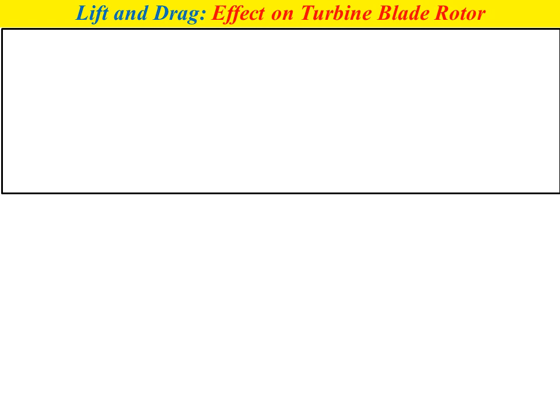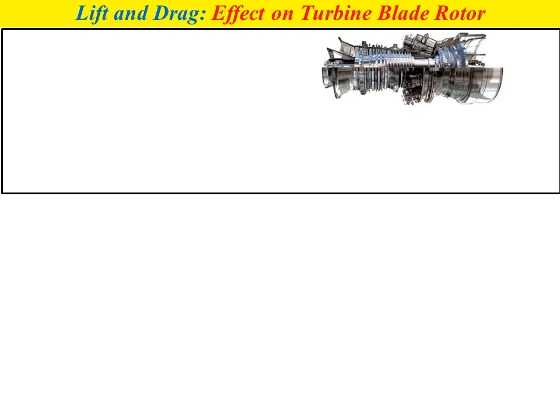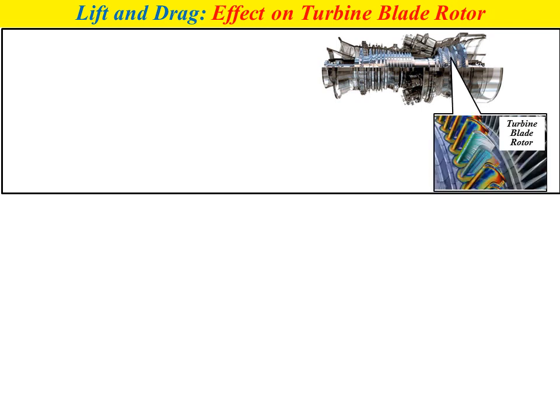For the second example, we try to relate the example of aircraft wing to the turbine blade rotor. Okay, we want to know what is the effect of lift and drag on the turbine blade rotor. So we will use the same concept. Okay, this is a photo of the gas turbine engine, and this photo shows the arrangement of the blades on the turbine rotor.